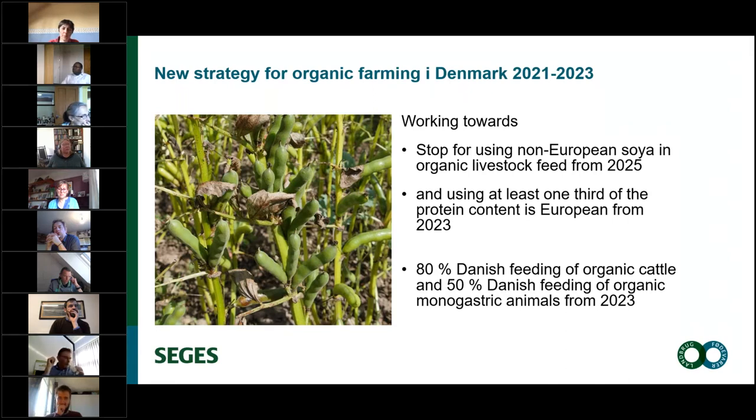And things like this, and the case that the companies also want to have less soya, means that there's a lot of pressure on the growing area of faba beans, and it'll increase in the coming years as well.